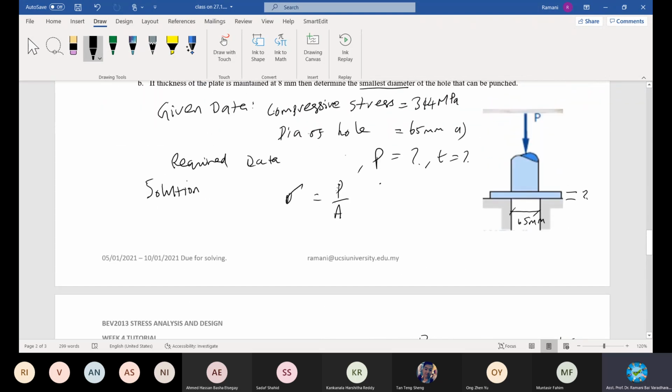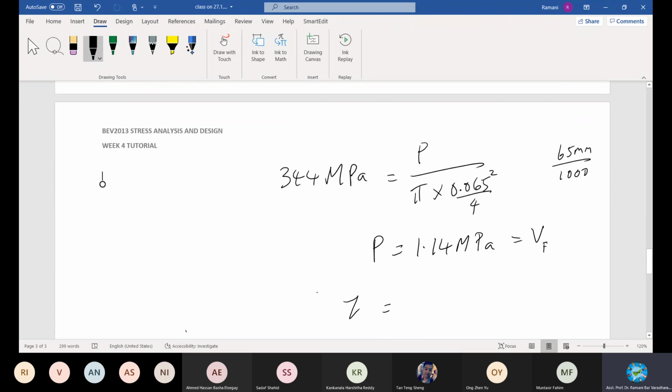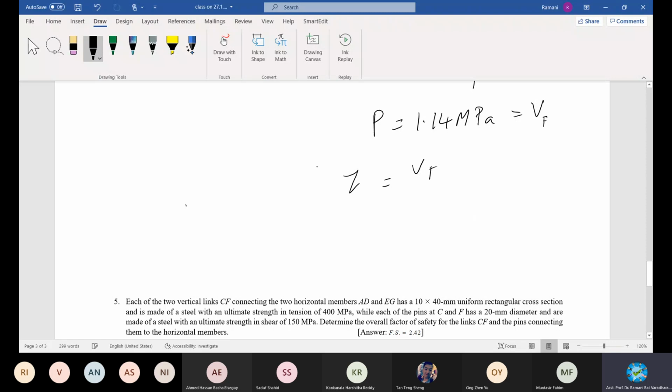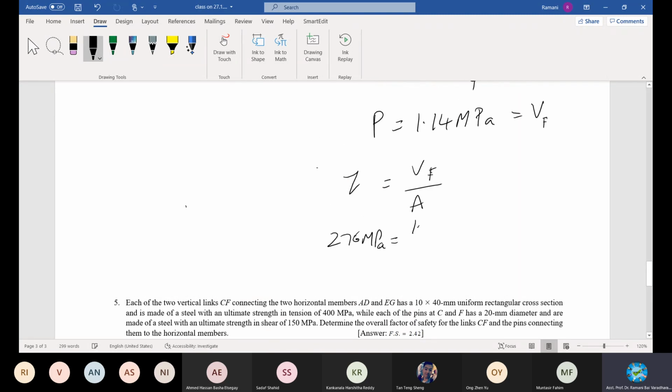Okay, but the diameter and thickness are not known in the beginning of this case, only the diameter of the hole is given. So we assume P is equal to VF or shear force. Okay, VF over area. This is the one going to give you the thickness now. Substitute the value. What is the shear stress? As given already, right? How much is shear stress? 276 megapascal. Right, with the unit again, megapascal, and we know just now we found 1.14 megapascal. Area.